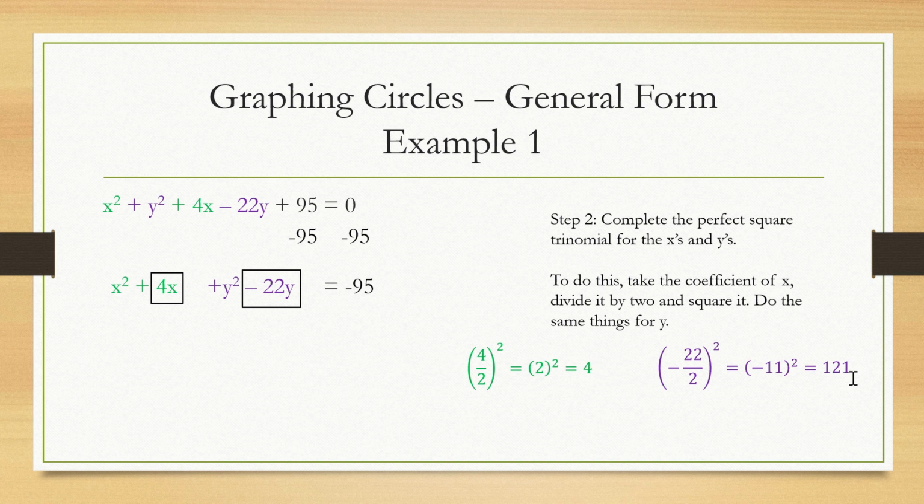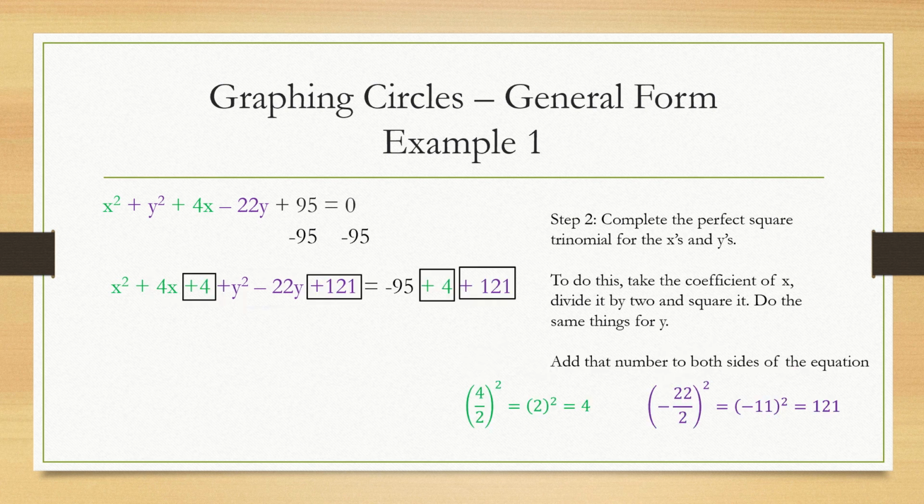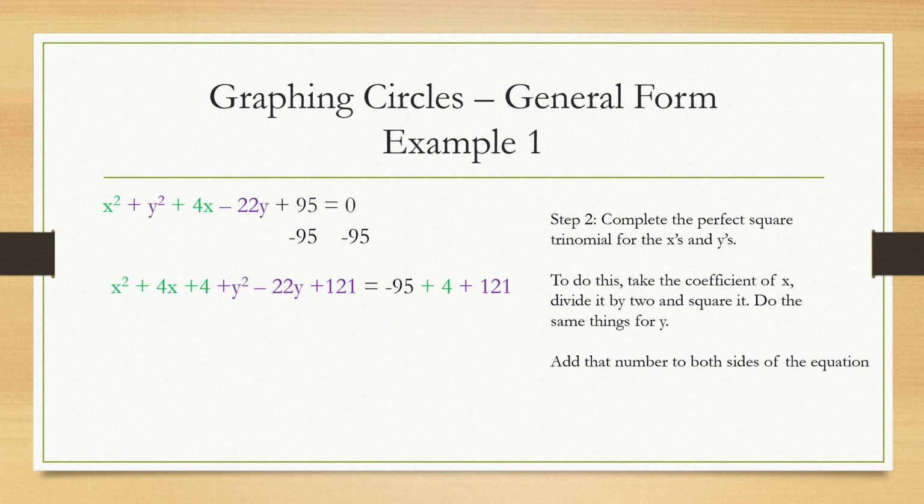Those are the numbers we're going to use to complete the perfect square trinomial. So you put them right here. That's why I left the space there, because you have to add 4 in this case and 121 in this case. Now, because this is an equation, you also have to add it to this side of the equation too. So if you add 4 here, you also have to add 4 here, and if you add 121 here, you also have to add it right here as well.